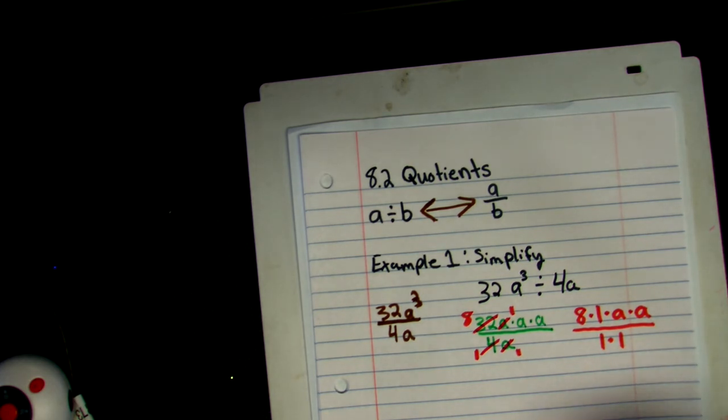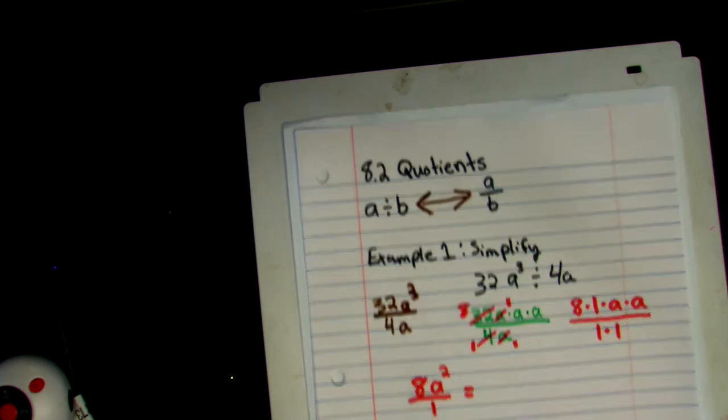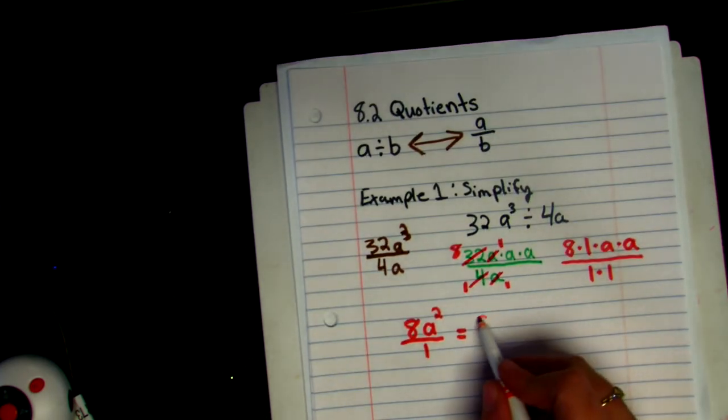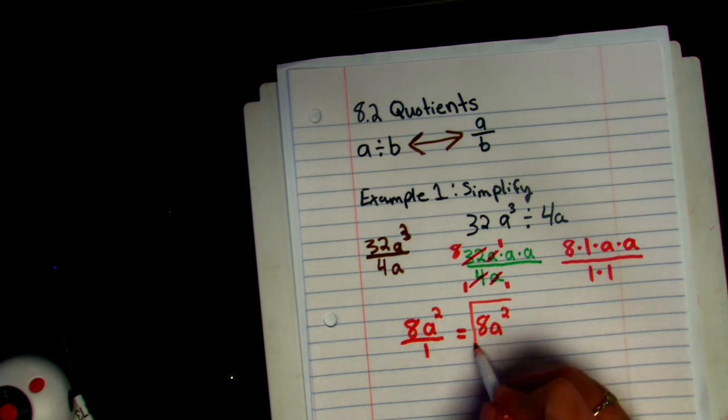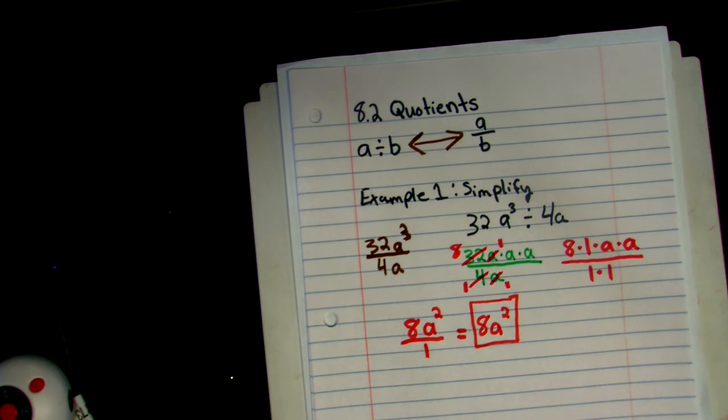So 8 times 1 is 8, and a times a is a squared. Then 1 times 1 is 1, and anything divided by 1 is itself. So I end up with my answer of 8 times a squared. That is a good example of how to rewrite a quotient as a fraction and then use that to simplify.